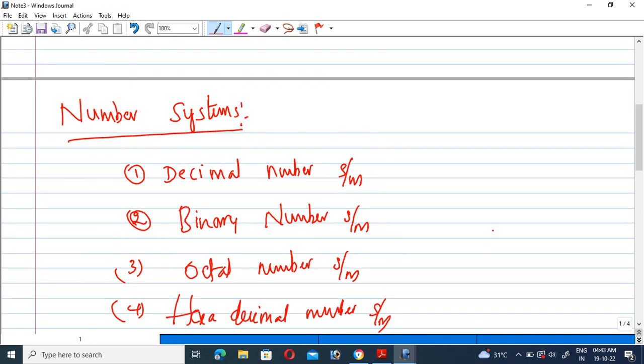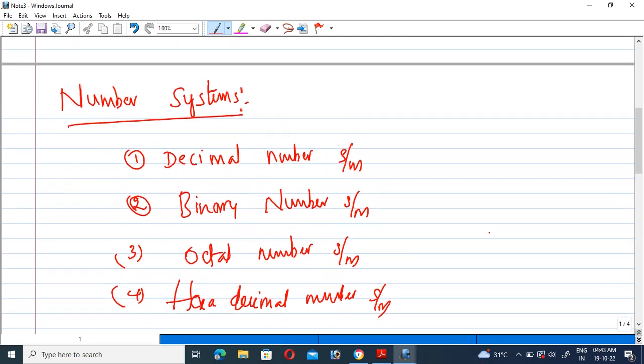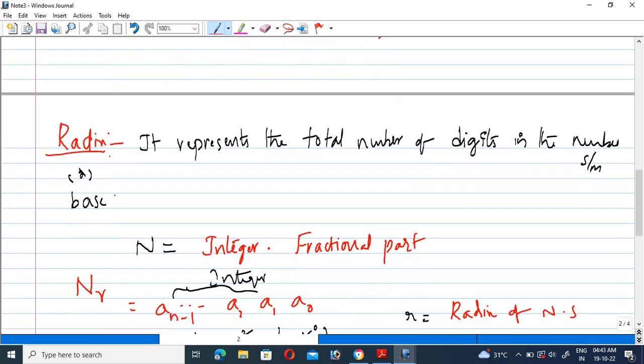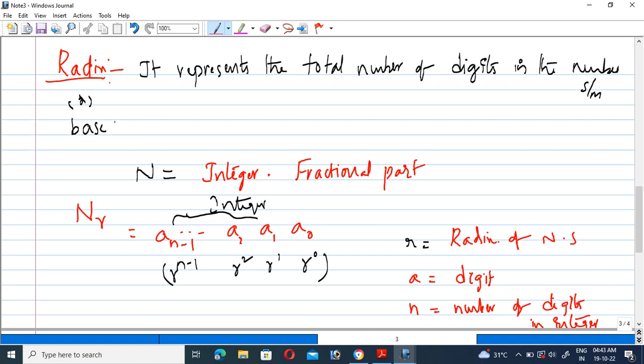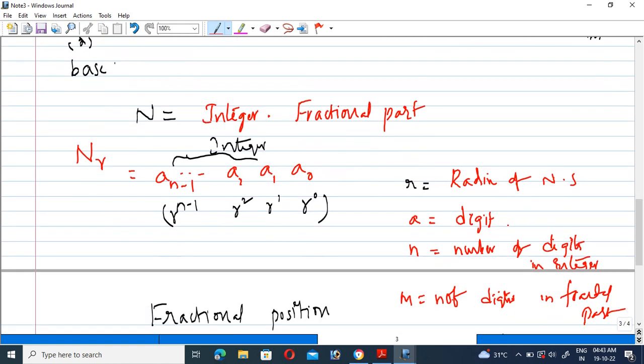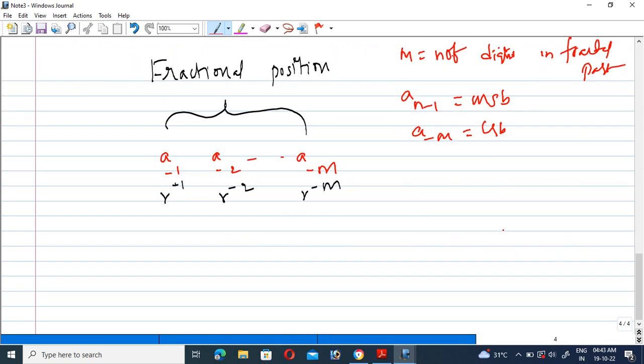Generally a number is something we use to count, right? Simply we can say that it is a count. From this number system, we can find out what is meant by radix. Radix means the total number of digits present in the number system, and a number can be treated as a real part as well as a fractional part. Okay, this is the scenario.